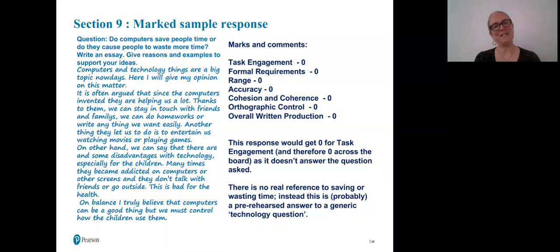So I've put this in really as a cautionary tale and something to show you. We hate awarding tasks 0. We really don't like doing it. So hopefully this is something that you can share with your candidates.